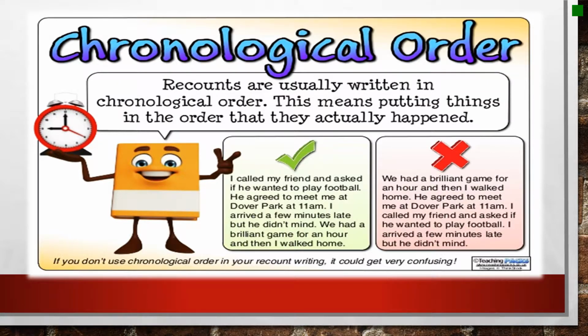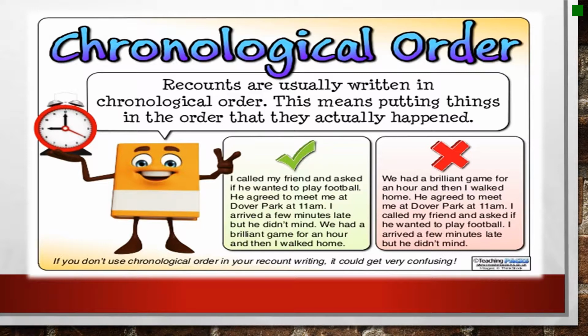Chronological order. Recounts, now we're talking about a recount. So something that you're doing again. You're recounting or you're telling it again. They are usually written in chronological order. This means putting things in an order that they actually happened in.